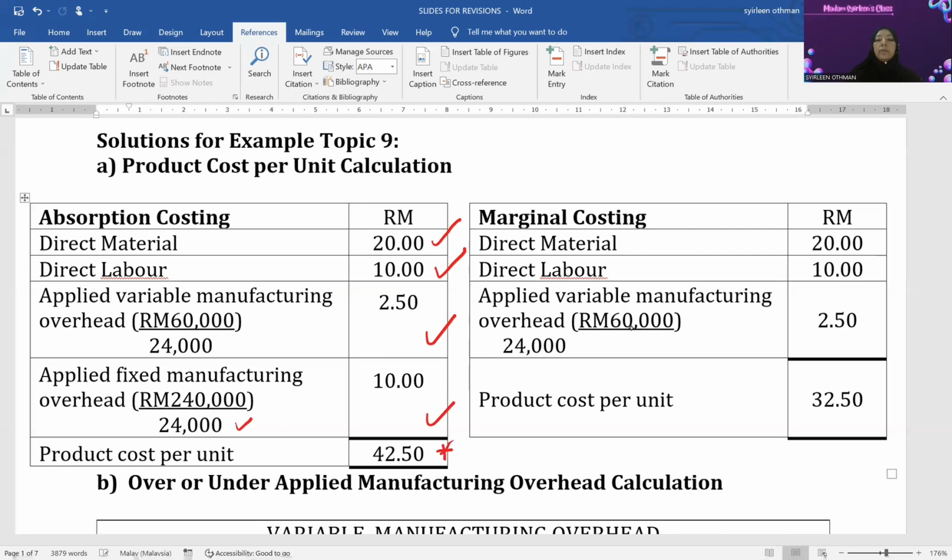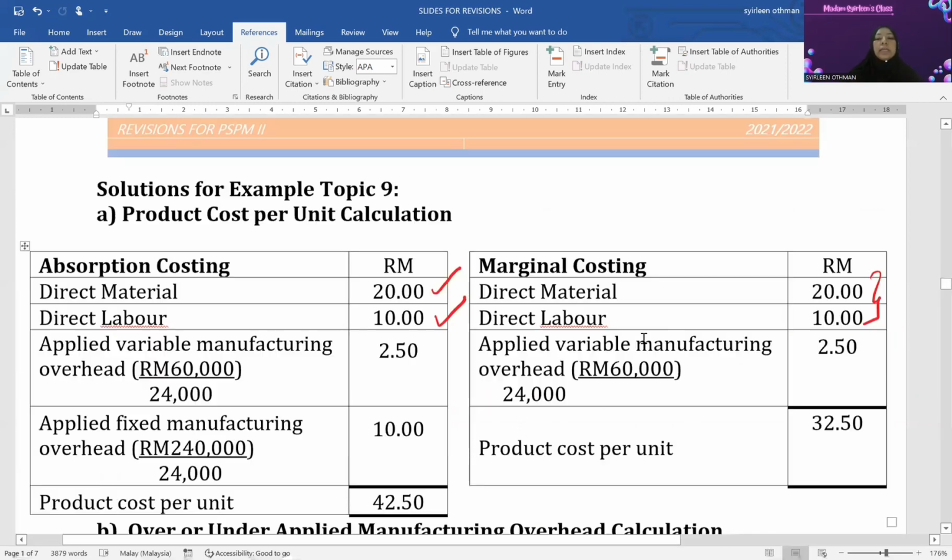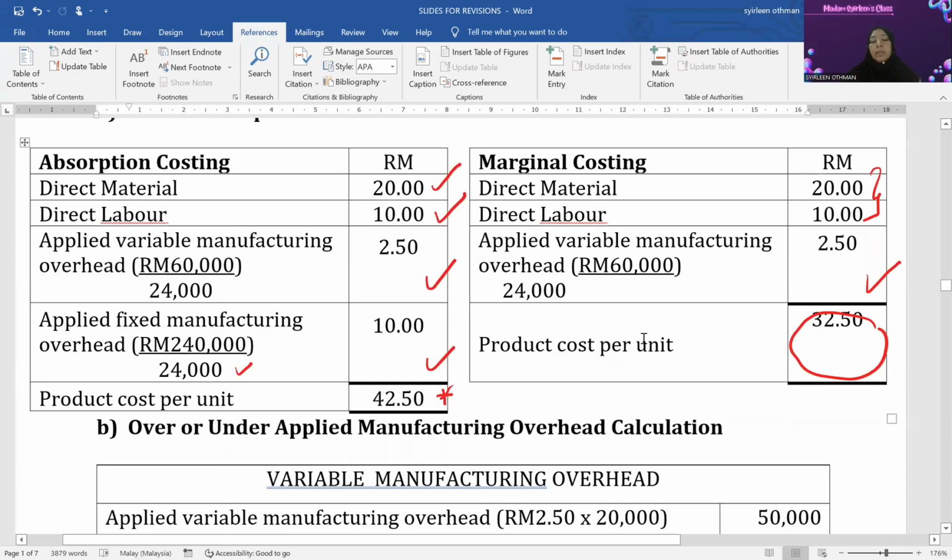Okay, so for marginal, we are going to have all these two. That means we are still going to use the direct material and the actual direct labor value, but we are going to omit the fixed manufacturing overhead. We are only taking the variable manufacturing overhead, which is 2 ringgit 50 sen earlier. So the cost per unit for marginal costing is 32 ringgit and 50 cents. So when are we supposed to use these figures? We will use these figures when we calculate the beginning inventory, the ending inventory, and the cost of goods manufactured in your statement.